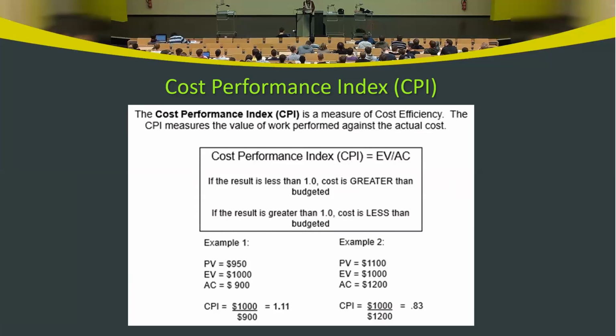If it's greater than 1, it means you are spending less than what you could spend. Greater than 1 is good, less than 1 is not good. Less than 1 means you are spending more than what you were supposed to spend. As you can see, there are two examples here, CPI 1.11 and CPI 0.83. 0.83 shows that this project is spending more than what it was supposed to. And CPI 1.11 shows that the project is spending less than what it could spend.